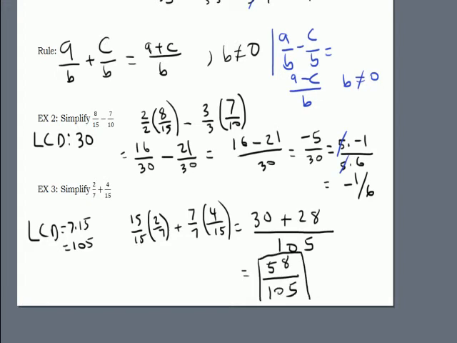58 divided by 105, and those do have no common factors. So this is my final answer, and it's simplified. So this is the review of 5.0. Now let's go on to example 4 and look at some new stuff for 5.2.